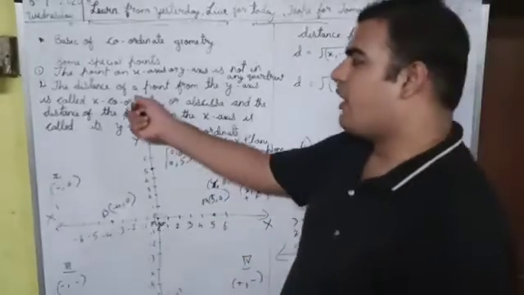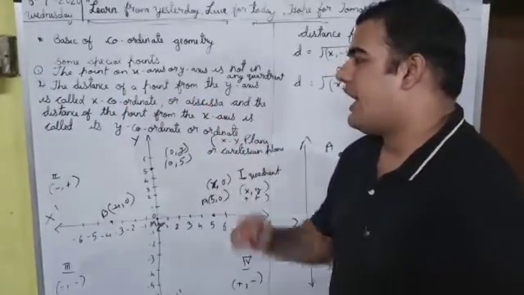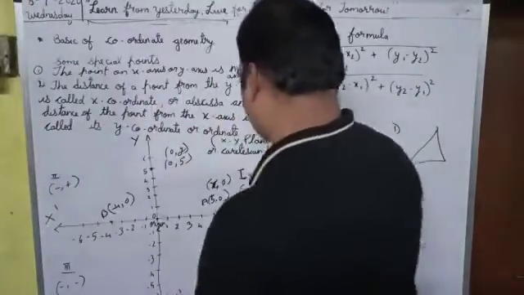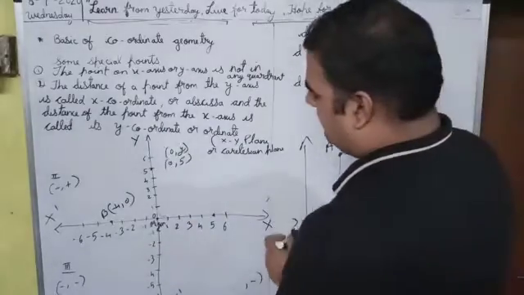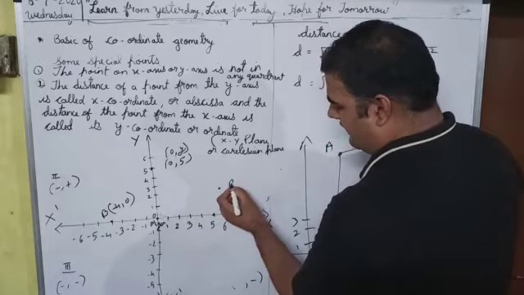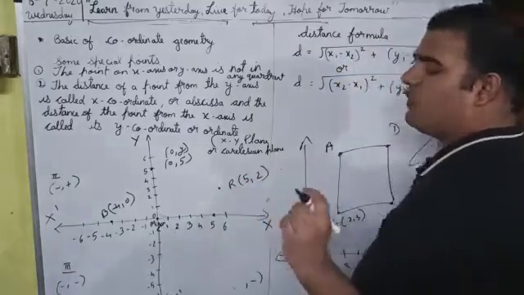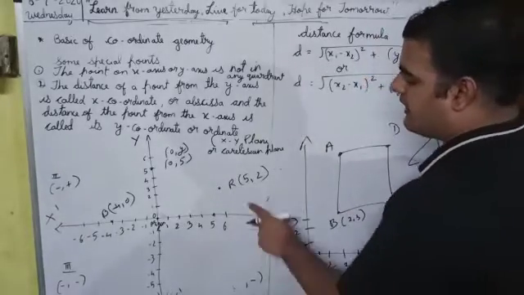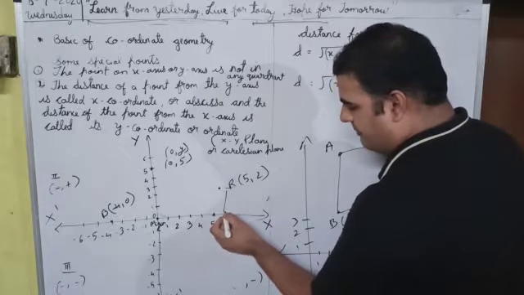Now, an important one: the distance of a point from the y-axis is called the x-coordinate. So we are dealing with distance, so we will see what this distance is. If I take a point here, point R, suppose x is 5 and y is 2. Now I want the distance of this point from the x-axis. The distance of this point from the x-axis will be this distance, the perpendicular distance.